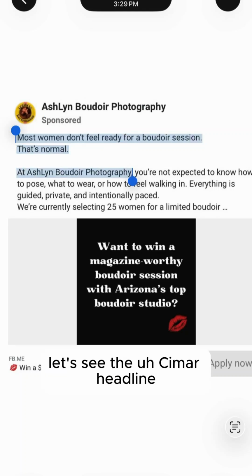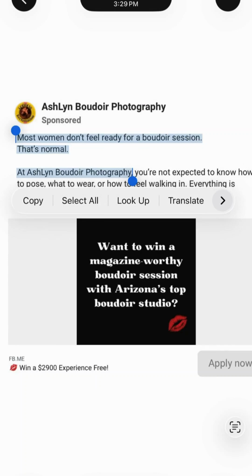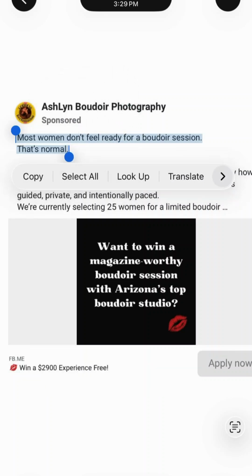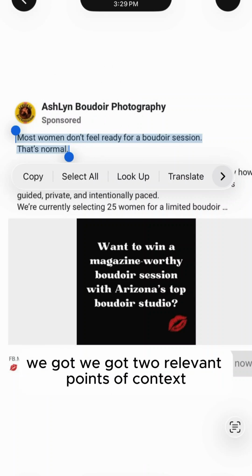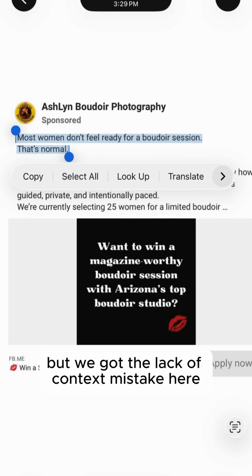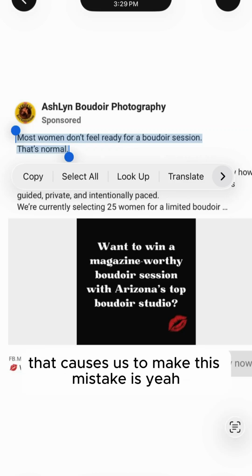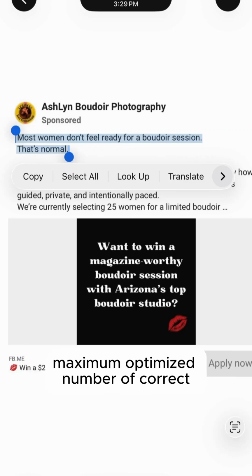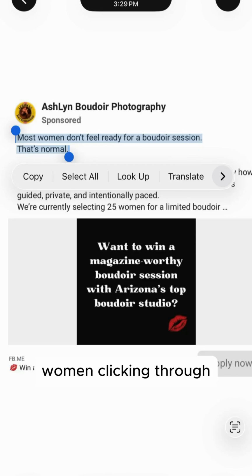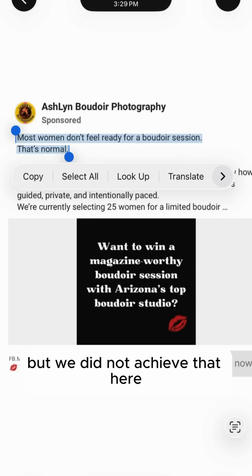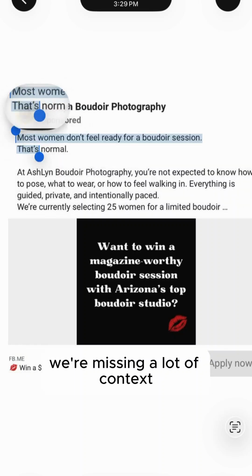And let's see, the CMAR headline. We got first 2 3/4 lines Facebook newsfeed mobile, but we're only using looks like a line and a quarter. Most women don't feel ready for a boudoir session. That's normal. All right, we got 2 relevant points of context, but we got the lack of context mistake here. The false belief that caused us to make this mistake is, yeah, we feel we got enough context to have the maximum optimized number of correct women clicking through, eliminating the people where it doesn't make sense for them to click. But we did not achieve that here. We're missing a lot of context.